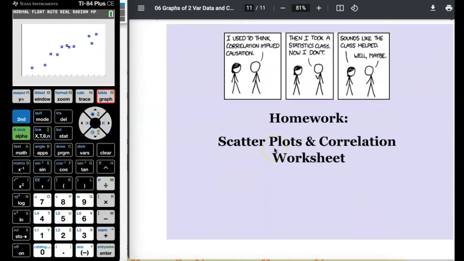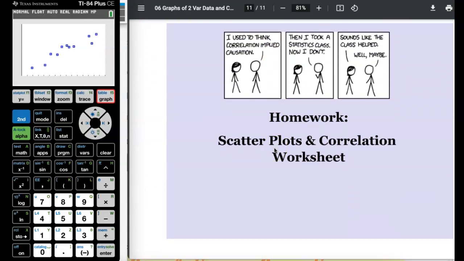Okay, so what you're going to do now is go ahead and complete some of this homework, and we will talk next about the equations for this line and that type of linear regression in our next lesson. Thank you.